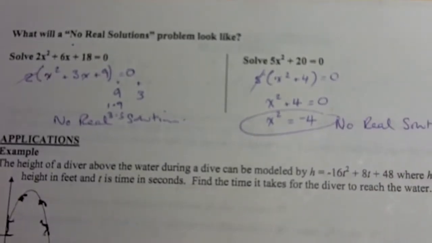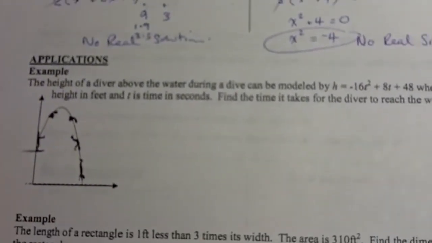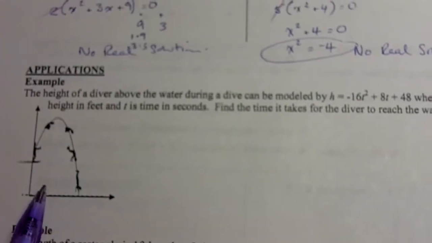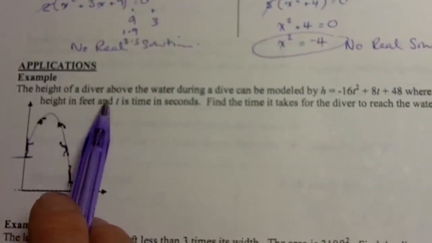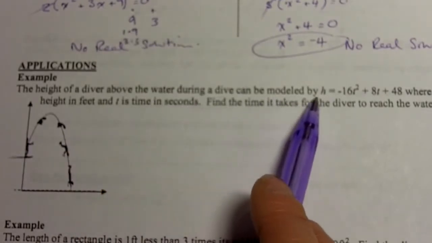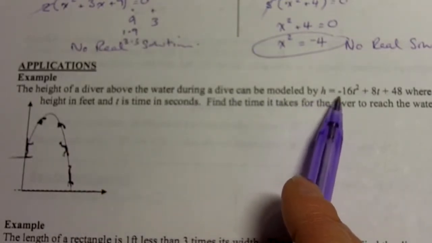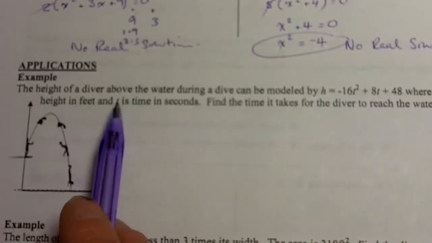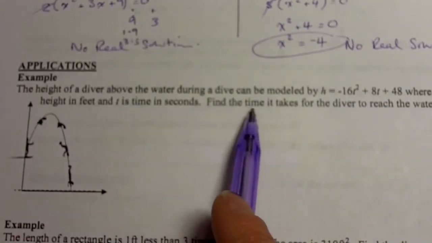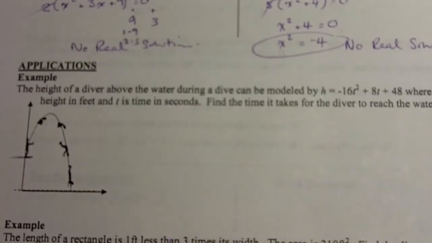Okay, now the applications, these are kind of fun. Here I've got a nice little sketch illustrating this question. The height of a diver above the water during a dive can be modelled by h equals negative 16t squared plus 8t plus 48. h is the height, t is the time in seconds. Find the time it takes for the diver to reach the water.